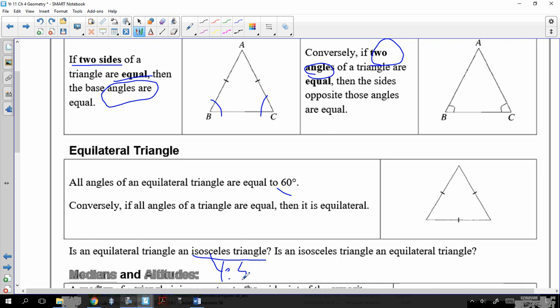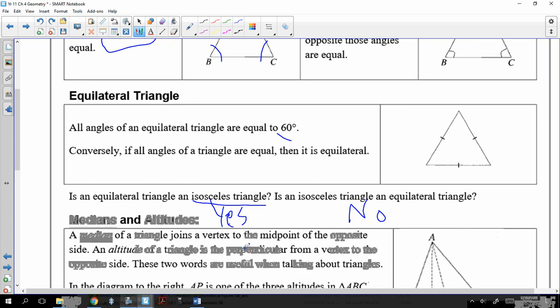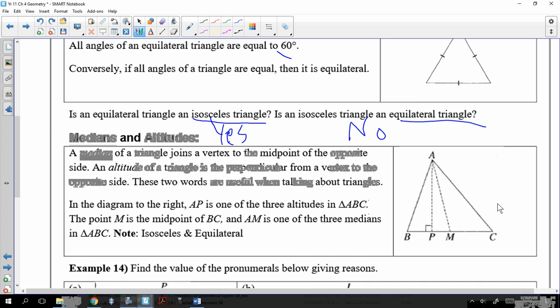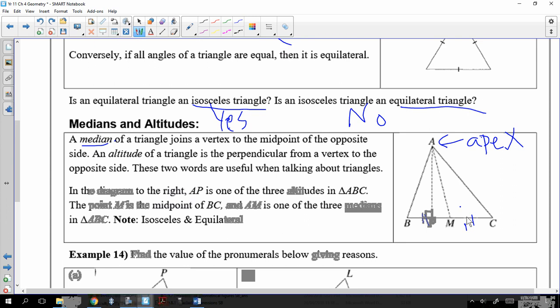Okay, good. All right, there's two words you have to learn called the median and altitude. What's a median? A median is a line that joins from the apex. This is called the apex, the top of the triangle. Join from the apex to the middle of BC. So this line here is called the median. Just like the word middle, median.